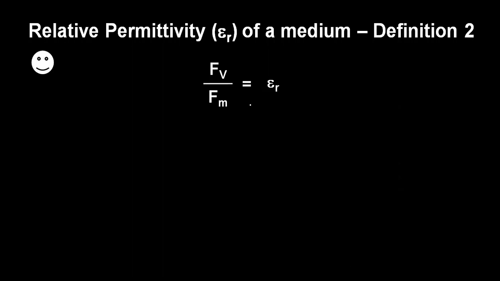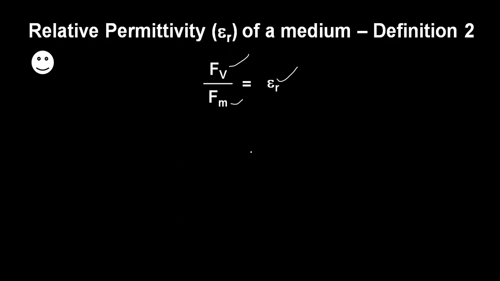So F V divided by F M is equal to epsilon r. Relative permittivity is defined as, we have division in the formula, so we should start our definition with ratio of. Now write the numerator first and then the denominator second in the definition. So it's the ratio of the force between two charges in vacuum to the force between the two charges in the medium placed at the same distance.